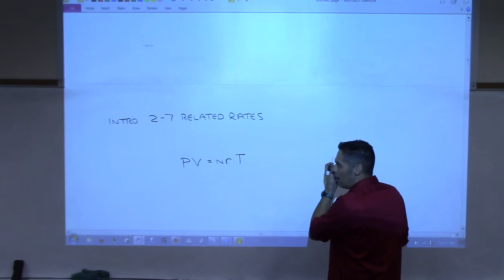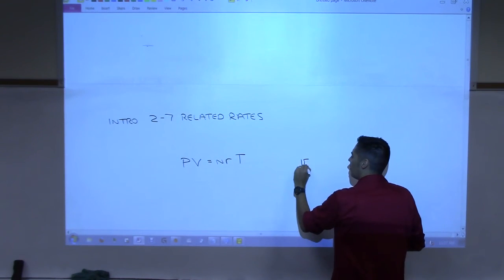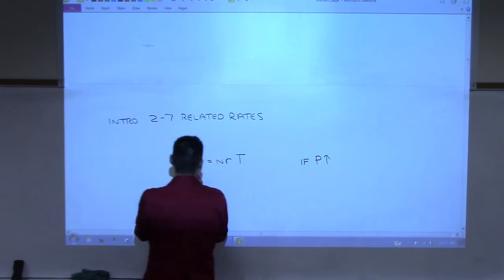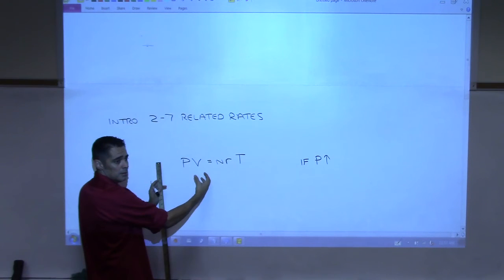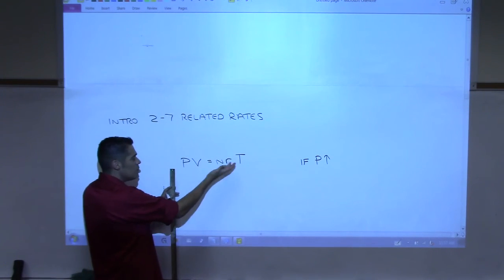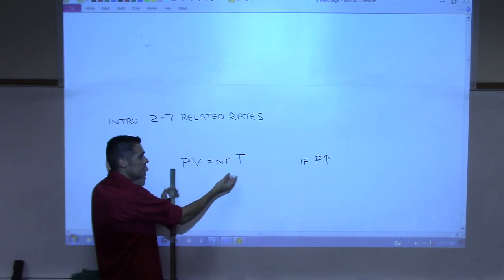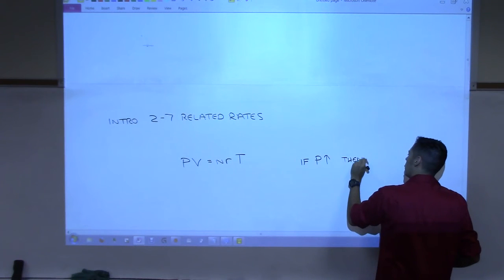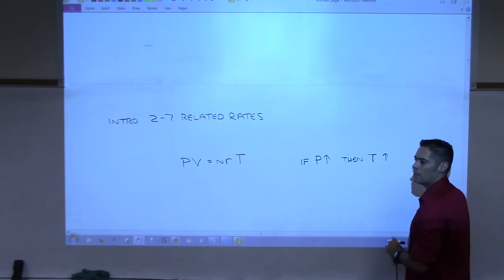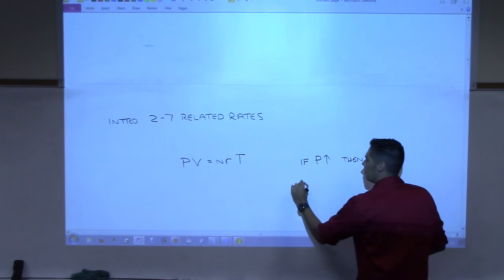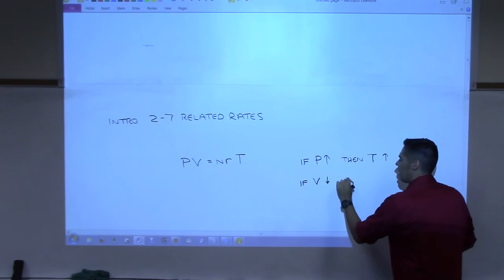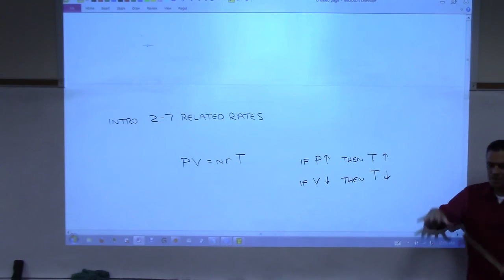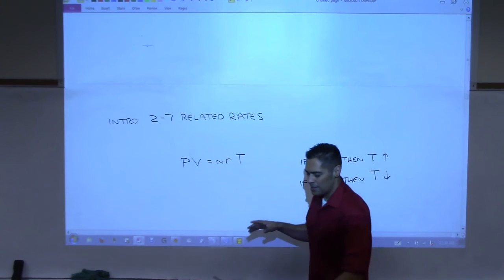Like in terms of algebra here, if P were to go up here, right? If the pressure were to go up, that means this side of the equation must get bigger, right? This is going to become larger. And the only way to maintain balance is to make your temperature go up, right? So if P goes up, then T must go up, right? If the volume goes down, then what must happen? The temperature must go down, right? This is not what this section is about, okay?